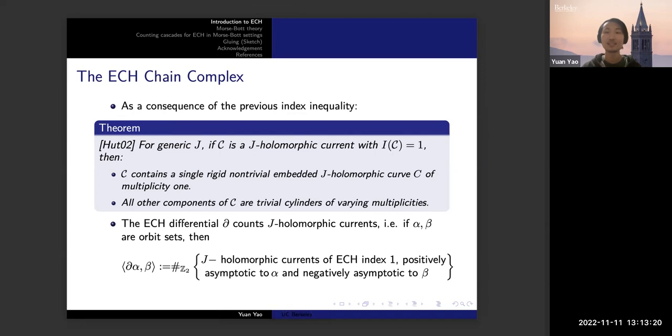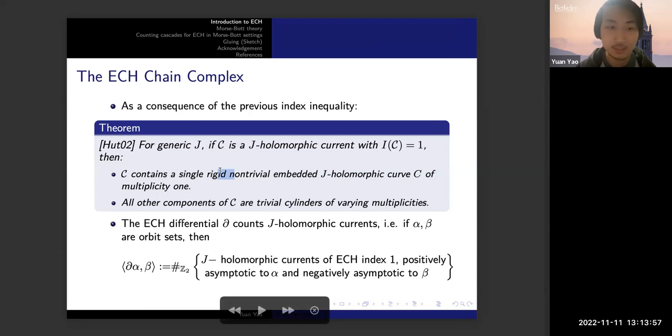So then you're in business, you can define the ECH differential by counting J-holomorphic currents. If you have two orbit sets, alpha and beta, the differential between them is some Z2 count of J-holomorphic currents of ECH index 1, positively asymptotic to alpha and negatively asymptotic to beta. Again, let me just say, unlike many other Floer theories on the market, I equals 1 automatically tells you your curves are embedded and there are no multiple covers. And for the purposes of defining the differential, there are no transversality issues.